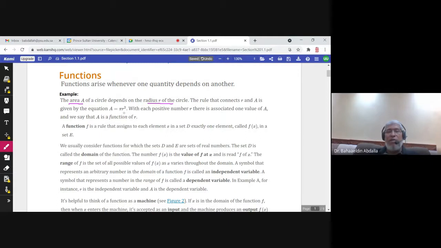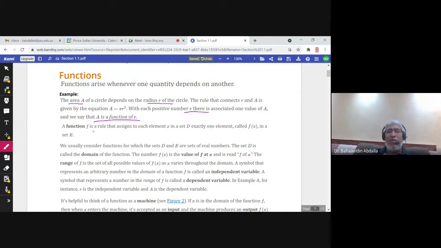And now A depends on R. If you change R, A will change. If R is 1, for example, A would be pi. If R is 2, A would be 4 pi, 2 squared, 4 pi. So we say that A is a function of R. Here we have two quantities, A and R. A depends on R, so A is a function of R.